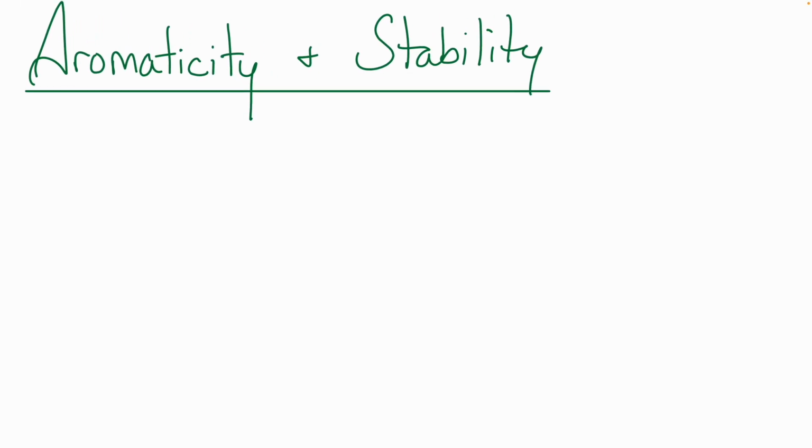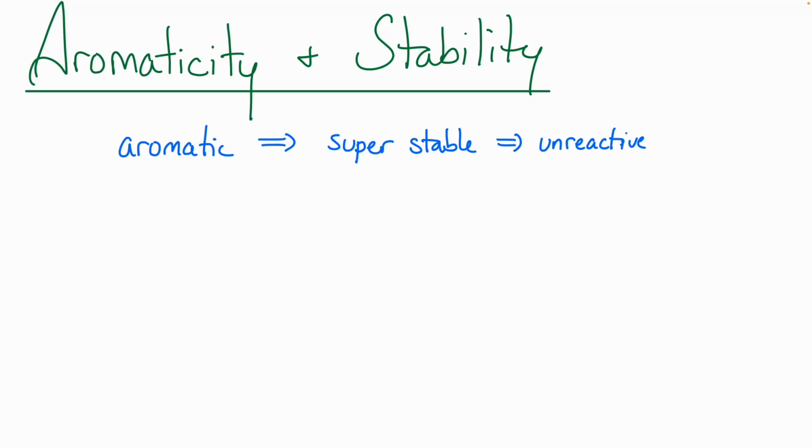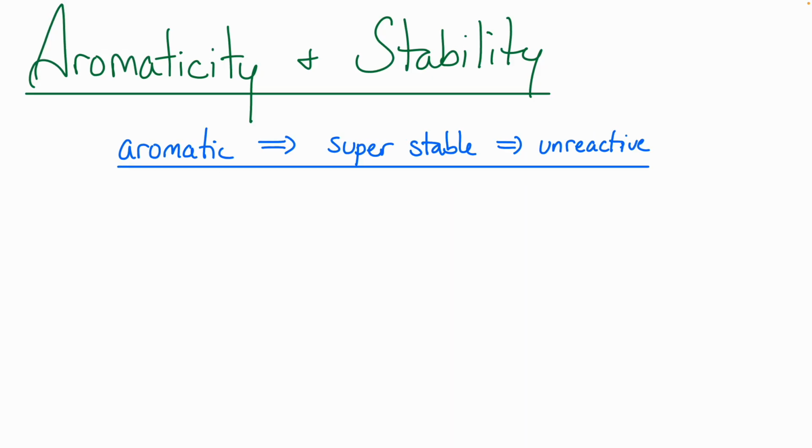All right, so like we said, aromatic meant super stable molecules, which by that we mean unreactive. When something is nice and super stable, it doesn't react with other molecules. And this was really apparent from studying benzene early on.